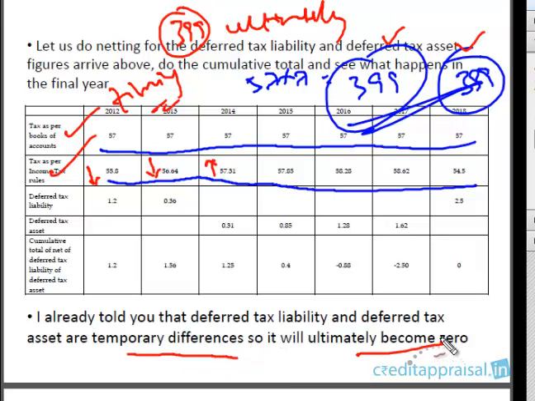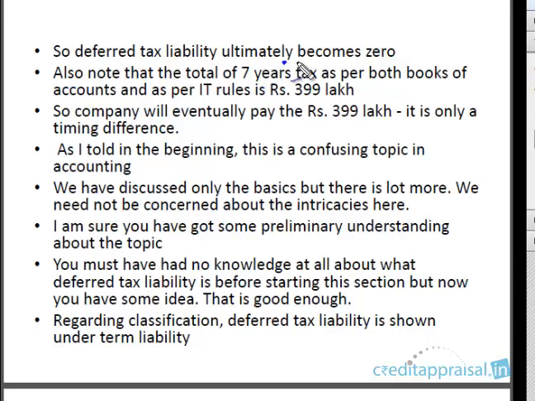Ultimately if you do the netting, it will become 0. In other words, the tax payment in both the methods will be same, right? At the end of the 7 years, the total tax payment will be same. Only the timing will be different. In which year the company made payment will be different. So deferred tax liability will ultimately become 0. So if we add up the tax as per both methods, it will be 399 lakhs. So it's only a timing difference.